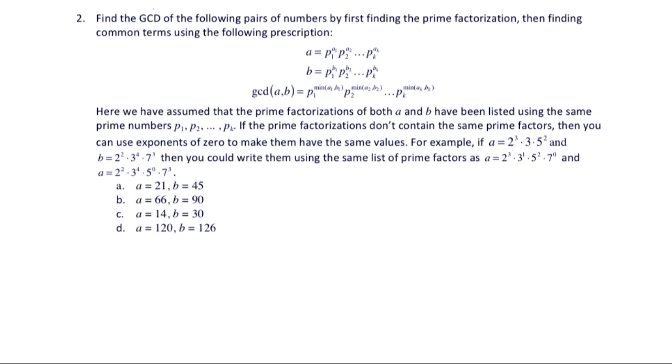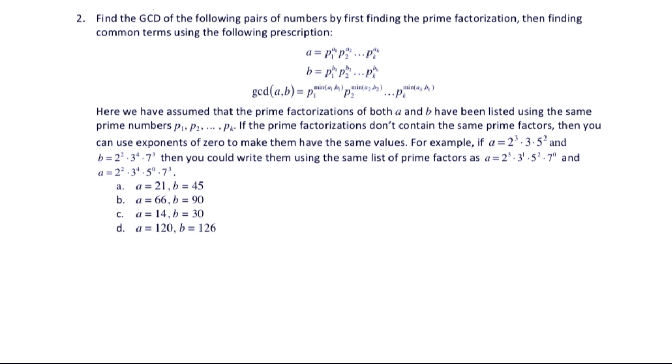And notice that if the list of primes in the prime factorizations for a and b aren't the same, we can always make them the same by adding some zero powers of the primes that we need. And here's an example of that. A is 2 cubed times 3 times 5 squared, but b is 2 squared times 3 to the 4th times 7 cubed. Well, a doesn't have the 7 in it, and b doesn't have the 5 in it, but we can make them both the same by multiplying by a zero power of 7 for a, and a zero power of 5 for b.